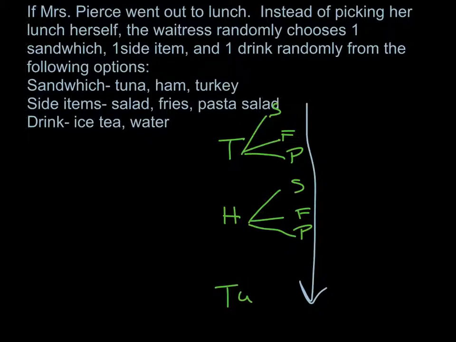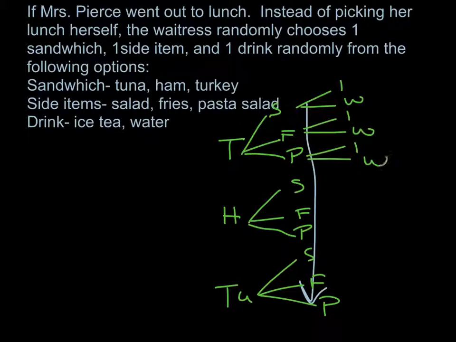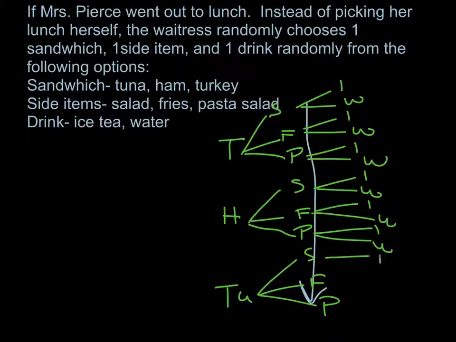And then again, if there was tuna, I could have salad, fries, pasta salad. And then last, we would have the option of iced tea, water. Iced tea, water, iced tea, water. I'm just going to keep going, again trying to be neat so that I don't miss anything. That is really hard to do. Okay, so if I count them, 1, 2, 3, 4, 5, 6, 7, 8, 9, 10, 11, 12, 13, 14, 15, 16, 17, 18.